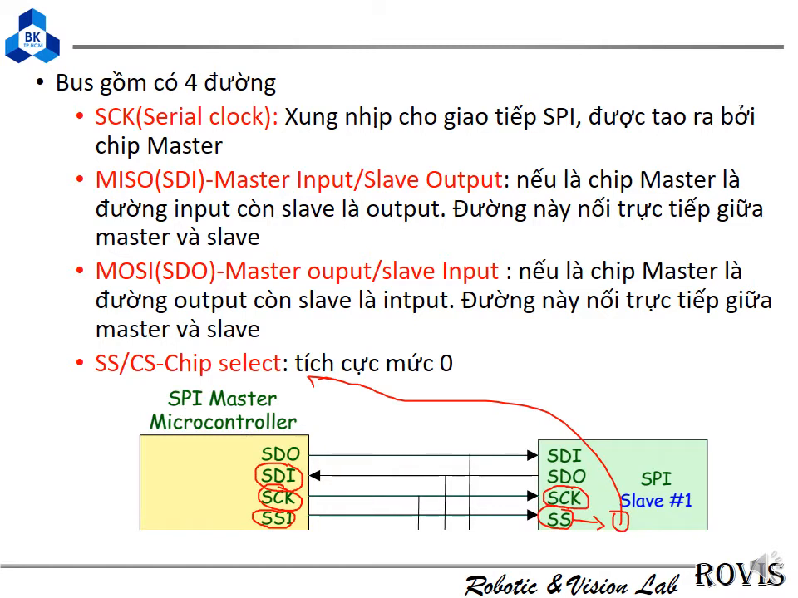And this one is the data input, and this is the data output. If we want to communicate between two devices, the input of one is the output of the other. So in to out and out to in.